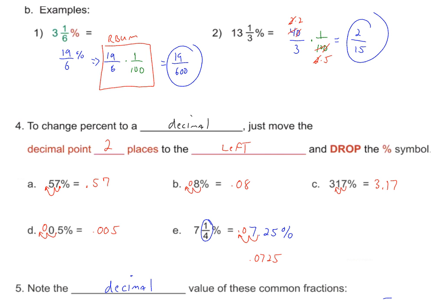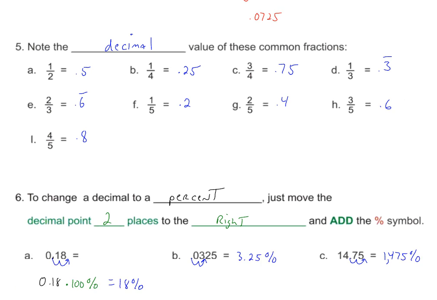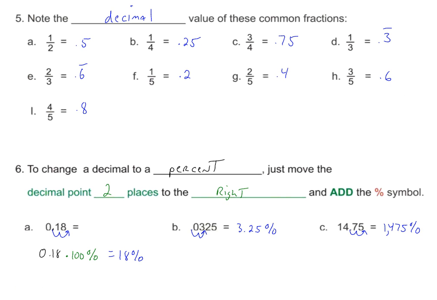How do you change a percent to a decimal? That's real simple. Just move the decimal point 2 places to the left and drop the percent symbol. Pretty easy to do. 2 places to the left, drop the percent symbol. How about going the other way? How about change a decimal to a percent? Well, now you got to go 2 places to the right and add the percent symbol. It's the opposite of that one.